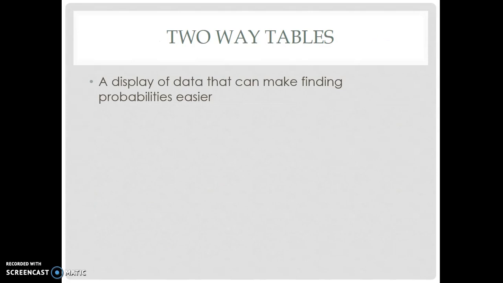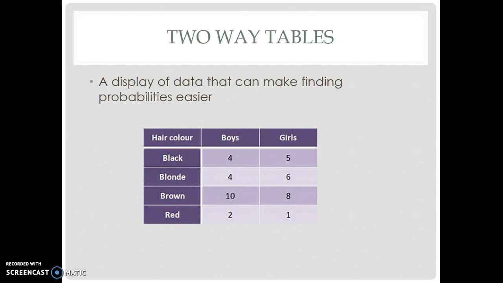2-way table, I'm sure you've seen these before. It's a display of data that can make finding probabilities a little easier. So here is a collection of data of boys and girls in a classroom maybe, and their hair color. The colors were black, blonde, brown, and red, and it's easy to see in this 2-way table the number of boys that had black hair and the number of girls that had brown hair, and then we can find their overall probability by finding the total of all the kids that were in the classroom.